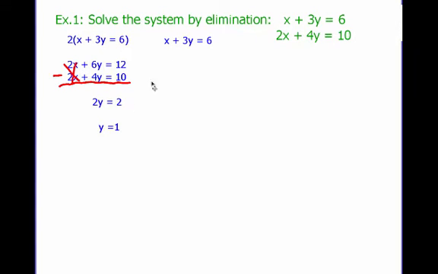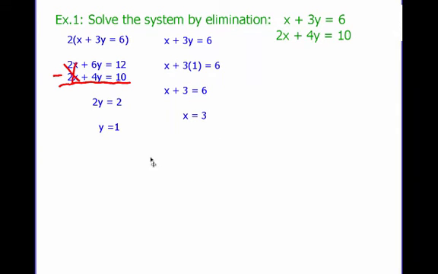I'm going to plug in my y equals 1. So I'm going to take my first equation here, x plus 3y equals 6. So x plus 3 times 1 equals 6. That's x plus 3 equals 6. So I get x equals 3. So now I know x is 3, y is 1.